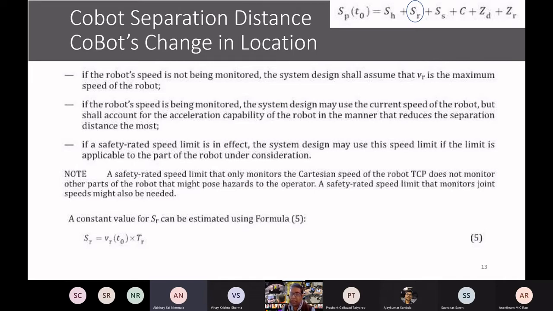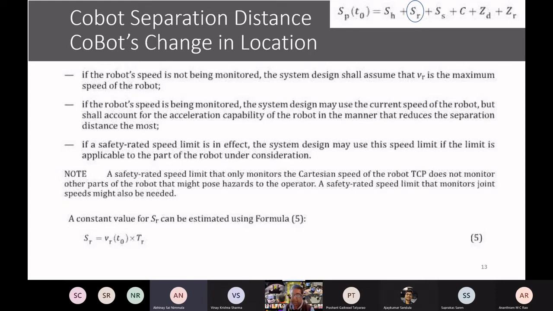So even if you say you are monitoring the robot speed, it may happen that the robot will actually accelerate. In that case, you will underestimate the separation distance. So even if you are monitoring, that's why in the integral formula you have to take the acceleration into account.